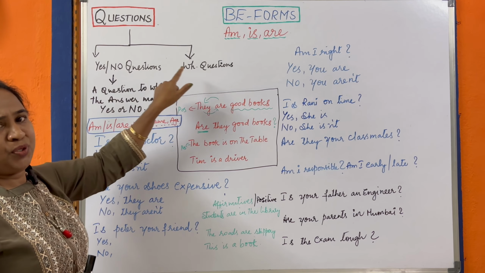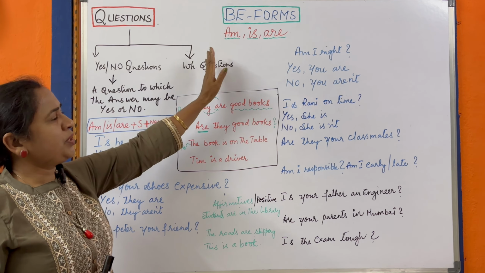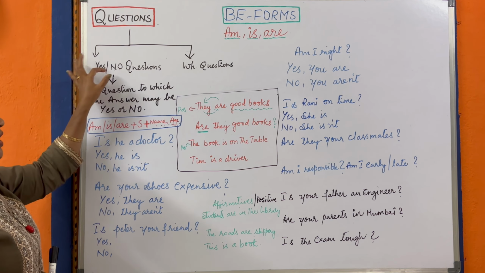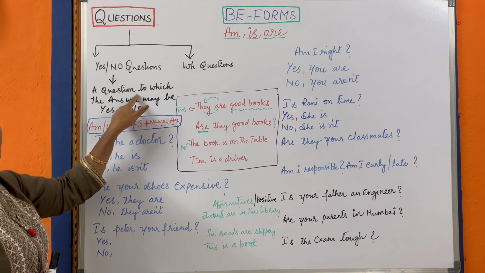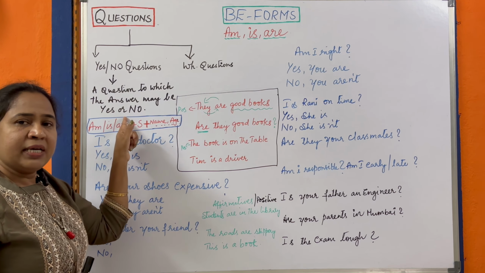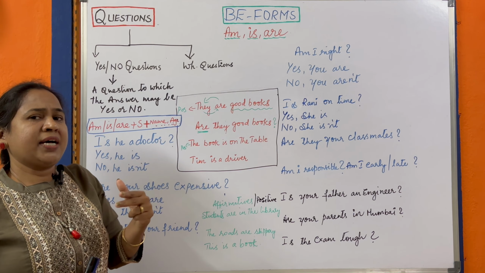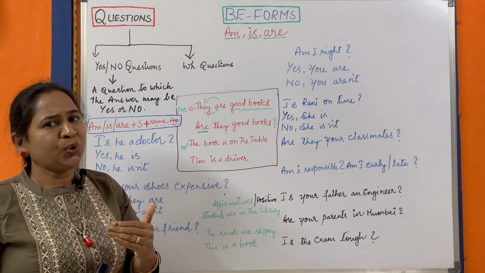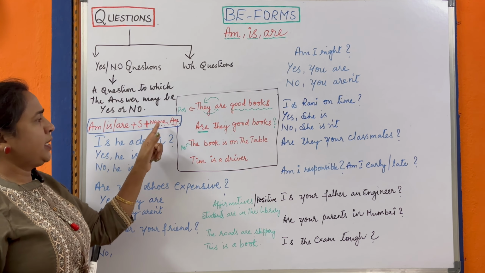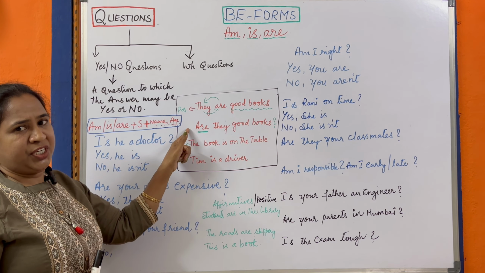There are two types of questions: yes no questions and WH questions. Now this is for another day. Okay, now here today our focus would be mainly on yes no questions. Now yes no questions, here I have given a question to which the answer may be yes or no. Now this is the question. If anybody asks you a yes no question, you get the answers in the form of either yes or no depending upon the fact. Right? Am is used with the subject I: name, age, profession, identity, quality, qualifications and all.